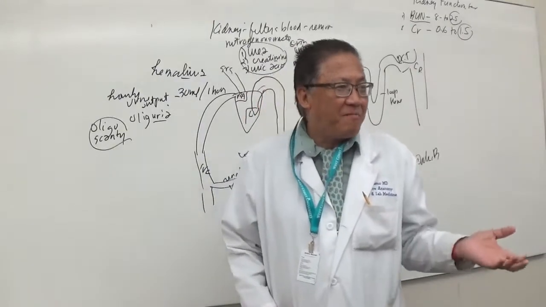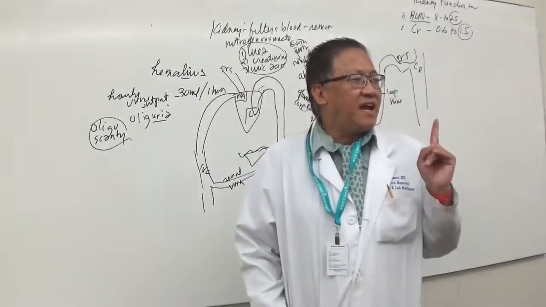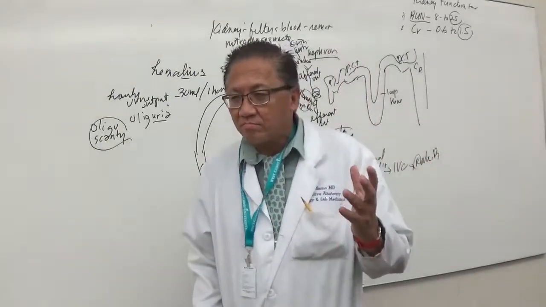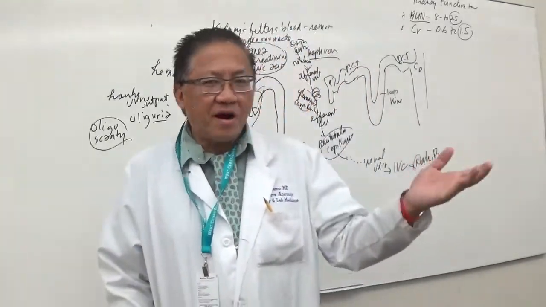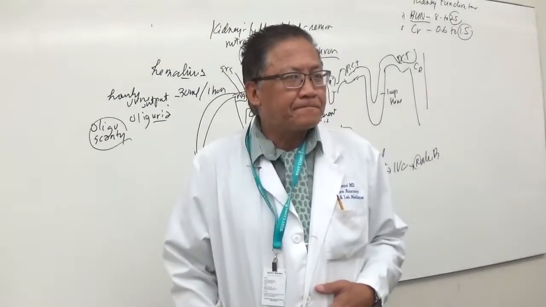Because it's easier to remember. B-U-N, blood, urea, nitrogen, what specimen? Blood. If I say serum creatinine, what specimen? Blood, because serum is part of plasma. Plasma is found in the blood. Do you understand? Okay.